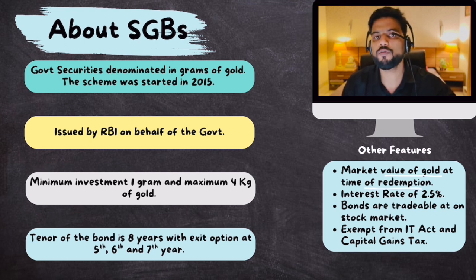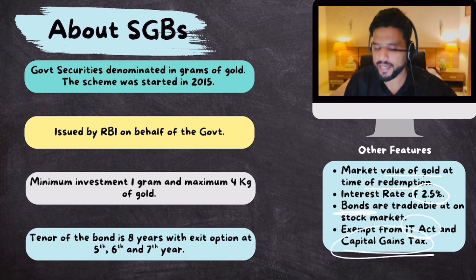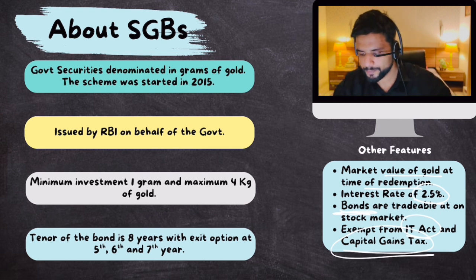Plus, you will get the market value of gold at the time of redemption. So whatever the price of gold will be in future in the market, you'll get that price. So it's as good as buying physical gold. Plus, you will get a 2.5% interest rate. Plus, these sovereign gold bonds are tradable in the stock market. So if you want to sell after 1 year, you can do it. Plus, any income earned from these sovereign gold bonds is exempt from Income Tax Act, capital gain tax. So you get tax benefits also. Clear? Simple. So this was the benefit.